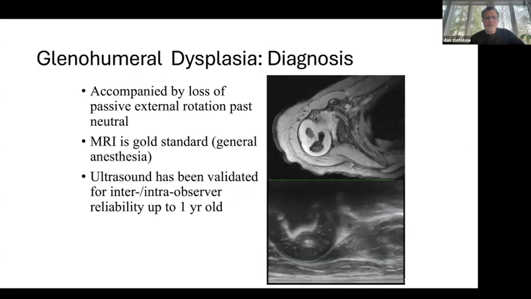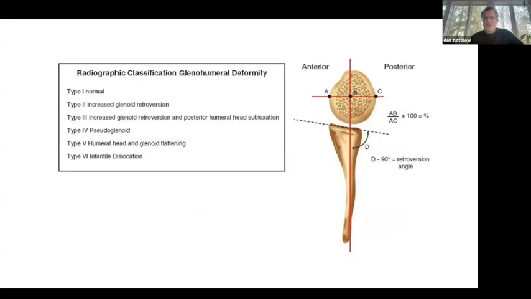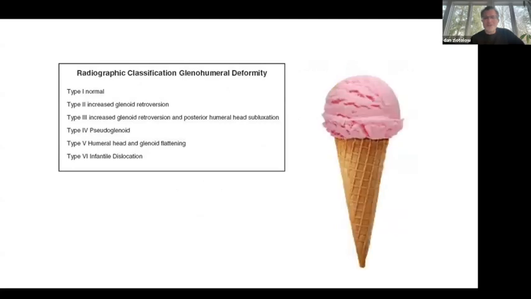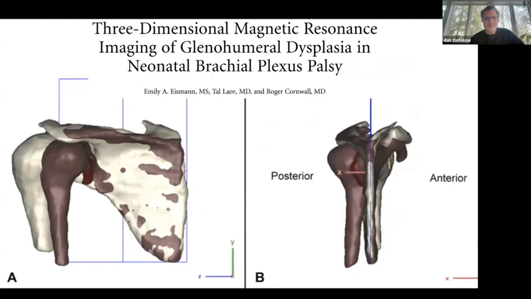And then you have MRI as your gold standard. However, that requires general anesthesia. So Mary Beth Ezaki and others have shown that ultrasound is fairly reliable up to 1 year of age. And what we really want to see is what is going on with the glenohumeral joint. Briefly put, is the ice cream still on the cone? If the ice cream has fallen off the cone, we have to get it back on somehow.